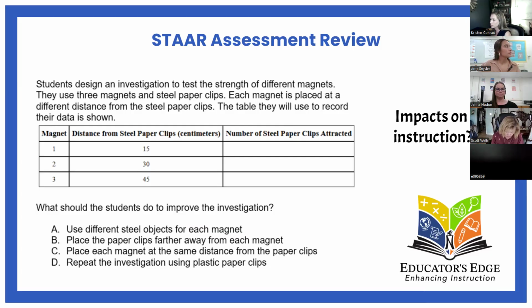Okay, this is just another example of there being more than one variable, like independent variable. You can only have one. So taking one of those and making it a constant. So I think in this one, it's C, they need to place each magnet at the same distance from the paper clips. And then collect the number that are attracted. And if I'm wrong, I'm so sorry, I forgot to review this.